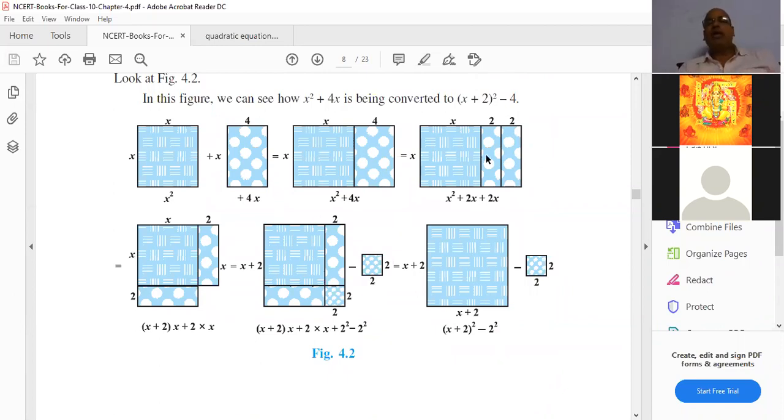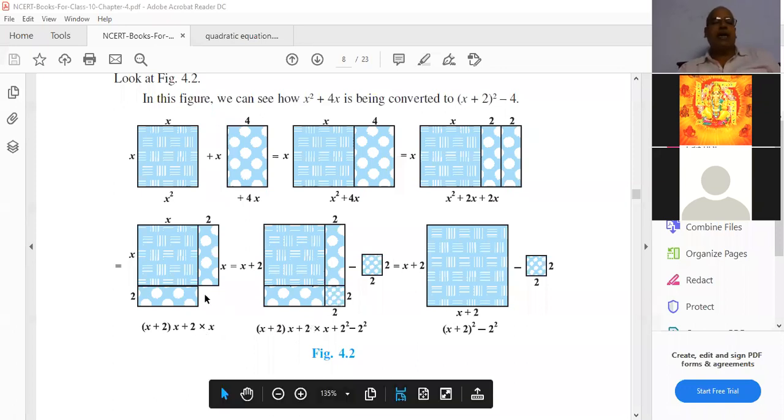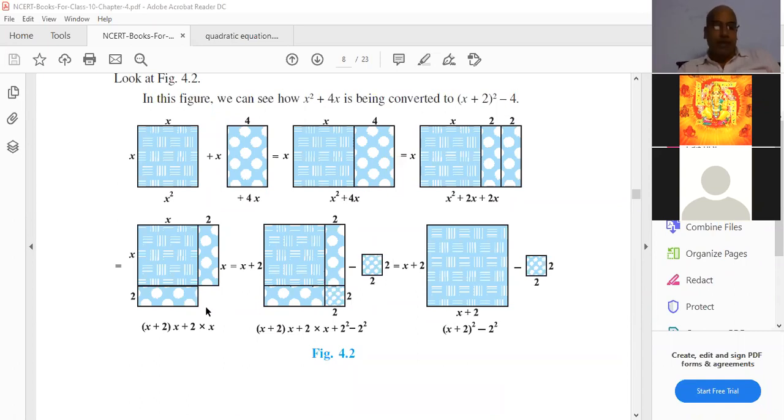Understand? We have two rectangles. One is attached horizontally. This is the 2x rectangle, and down is the other 2x rectangle. And now next to this, a gap is there. This gap is a square of side 2 units. This we want to fill up, which means I want to add a square of side 2, that is 2 square.